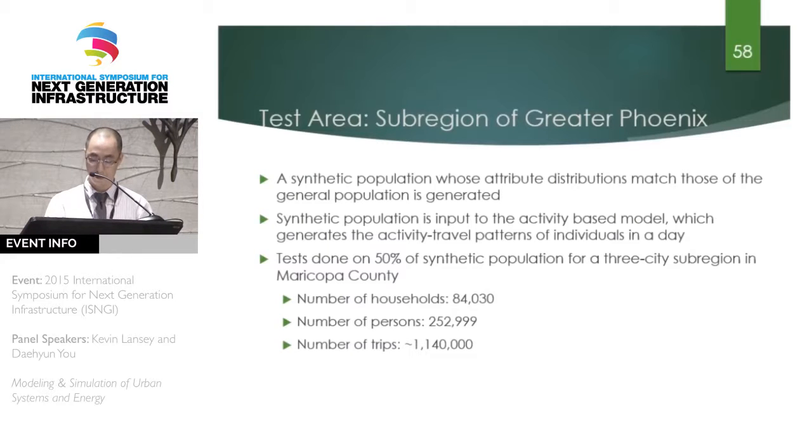The test region is a 3-city sub-region located southeast of the Greater Phoenix metropolitan area in Arizona. A synthetic population is generated whose attribute distribution matches those of the general population. The synthetic population is used as an input to the activity-based model, which generates activity travel patterns of individuals in a day. In this research, the test was done on 50% of the population for the 3-city region in Maricopa County.